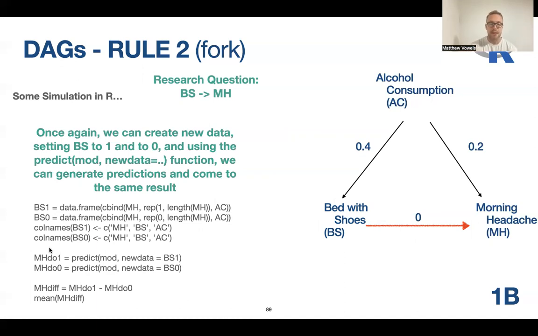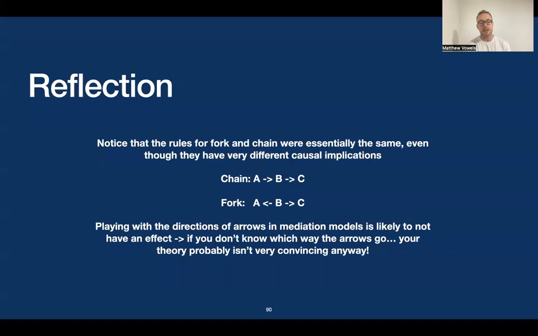We make sure we name those 2 copies correctly, and then we feed them in separately to the original model that we fit using the predict function. We specify the new data, we store these new predictions, and then we take the difference between these 2 predictions and these 2 interventional data sets, and we calculate the mean. And indeed, we get the same result as the beta coefficient. So, brief reflection at this stage.